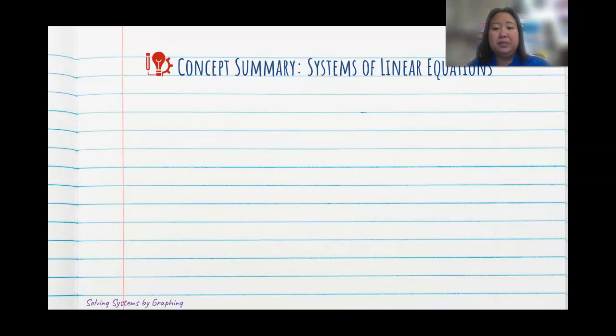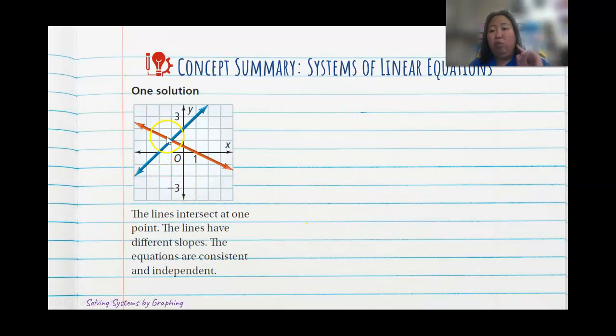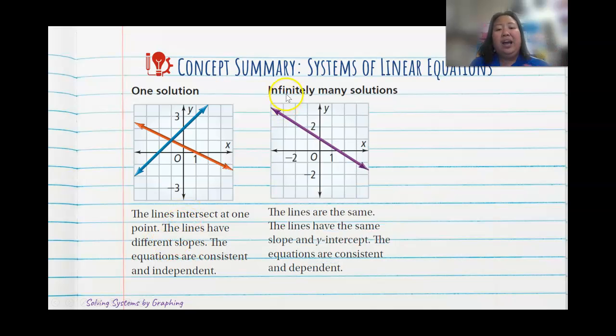So here's a concept summary of solving systems of equations by graphing. Again, we only have one solution if they intersect. This is what we call independent. And as you can see here, just like what I mentioned a few minutes ago, different slopes. Take note of that. We also have infinitely many solutions. They are exactly the same line. They have the same slope and the same y-intercept. And this is when we have what we call a dependent system.